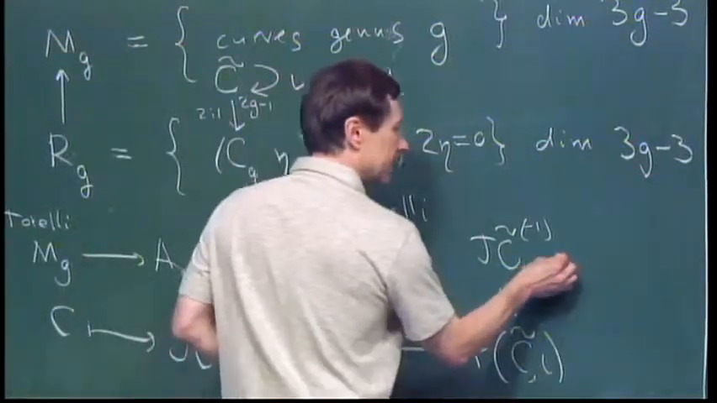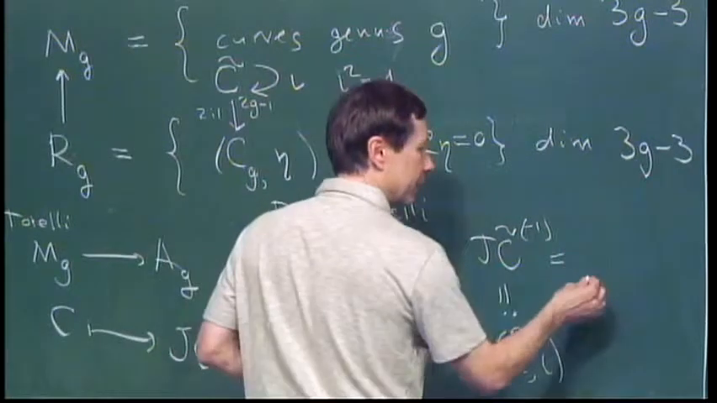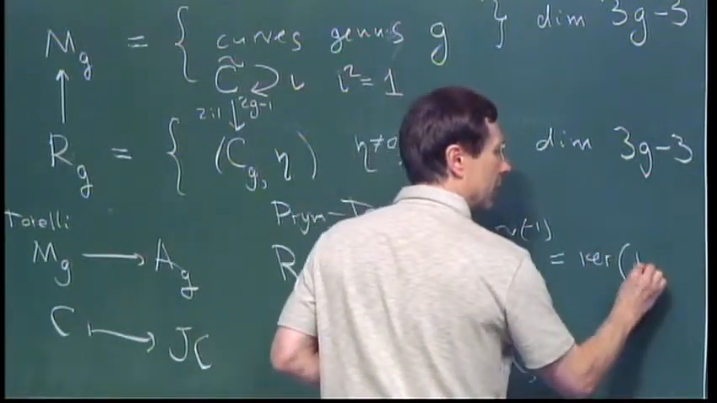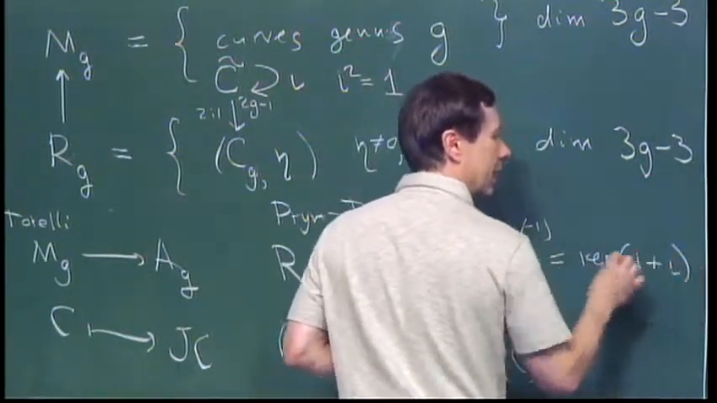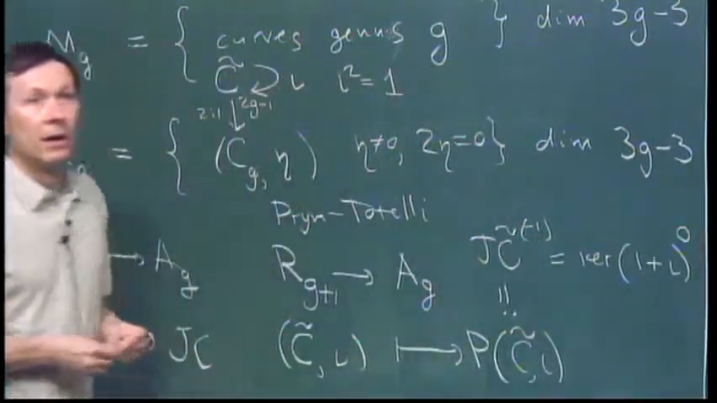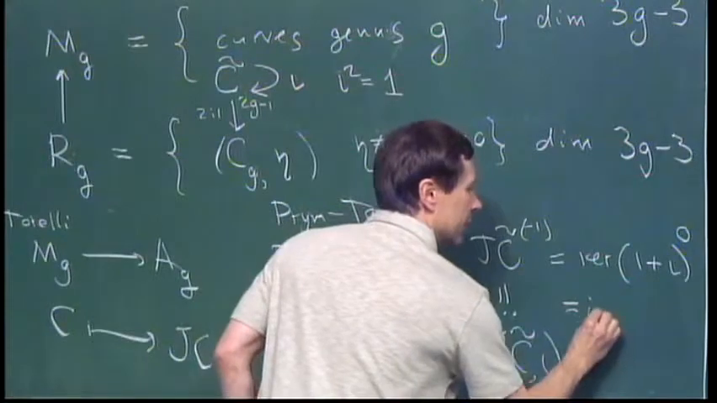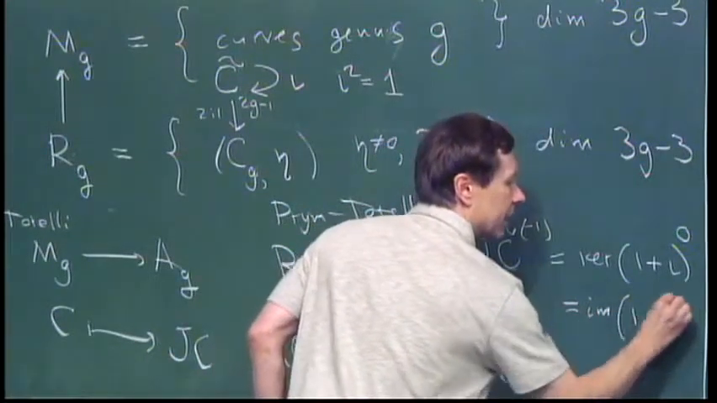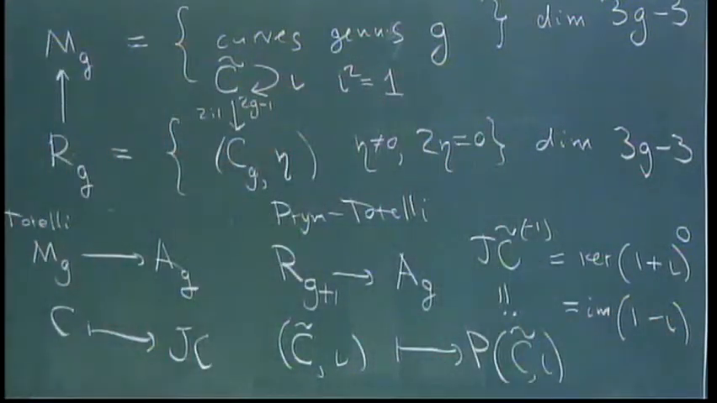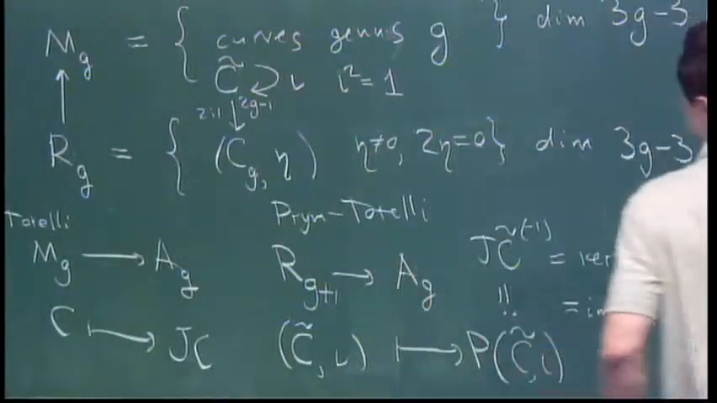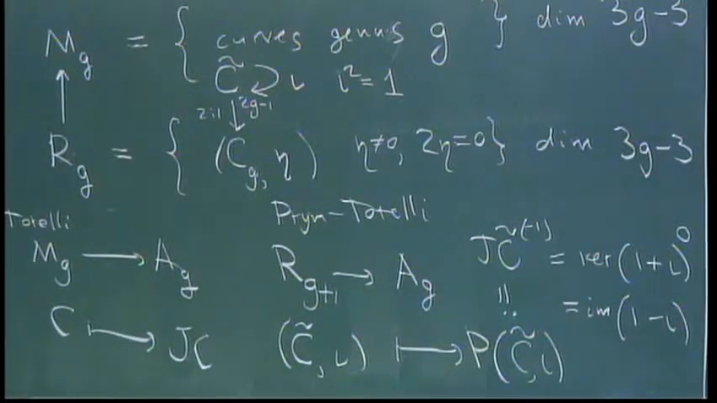So this eigenspace, you can define as the kernel of 1 plus iota, and then take the connected component of identity, or you can say it's the image of 1 minus iota. That will also do. Okay. So these are the basic spaces.